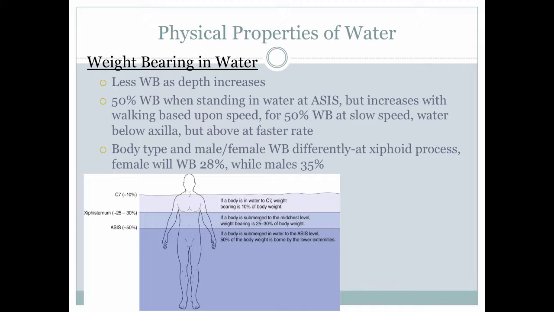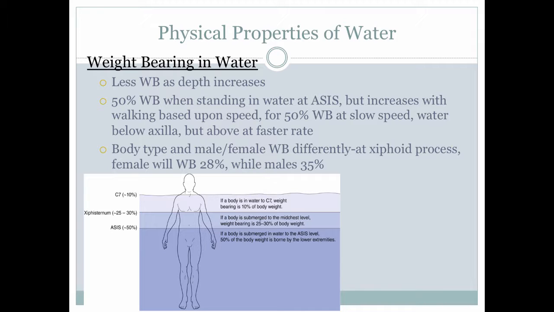So if we're walking at a slow speed in water, then we can maintain that 50% weight bearing, but it's going to increase the faster we walk. If we're walking in waist deep water, the faster we go, the greater the impact and load, so now we're going to get more weight bearing.